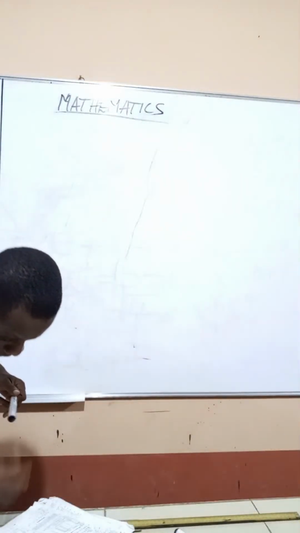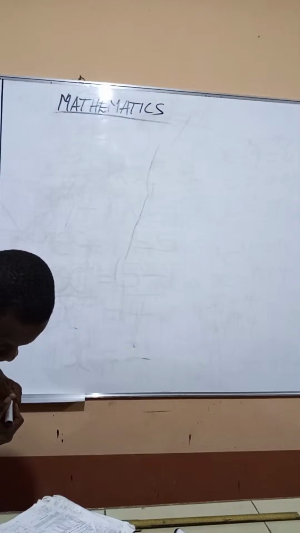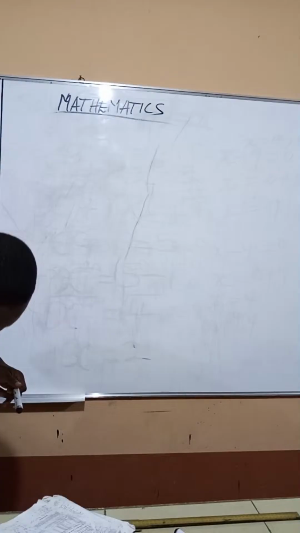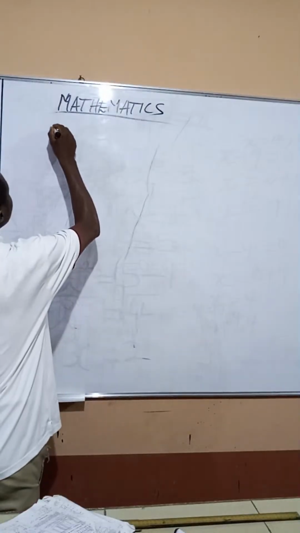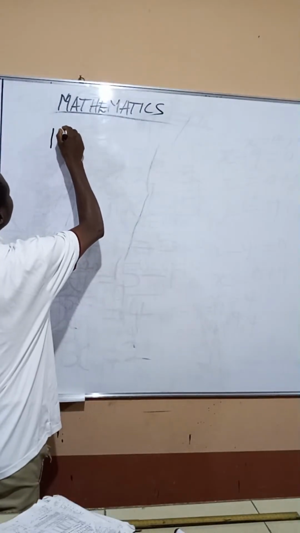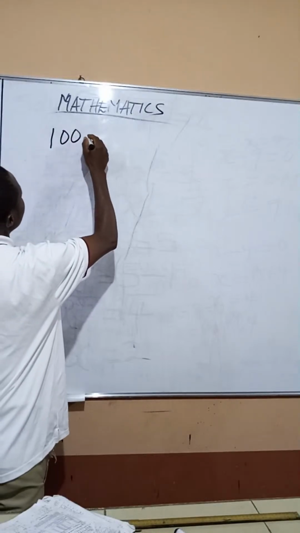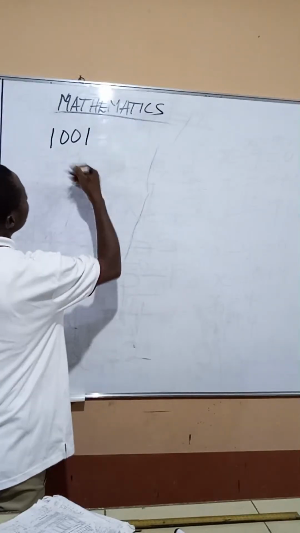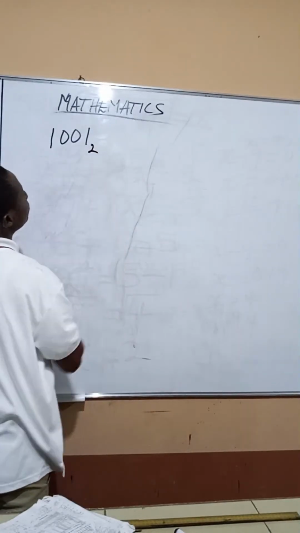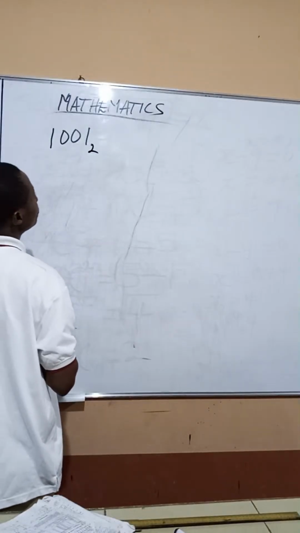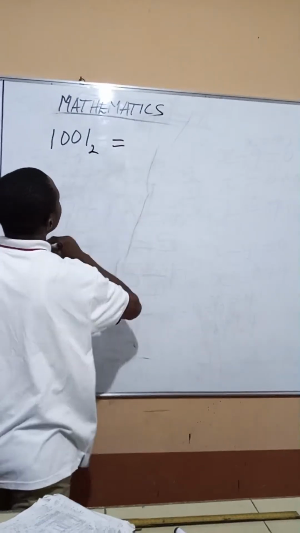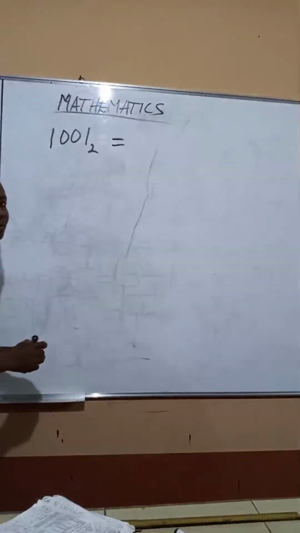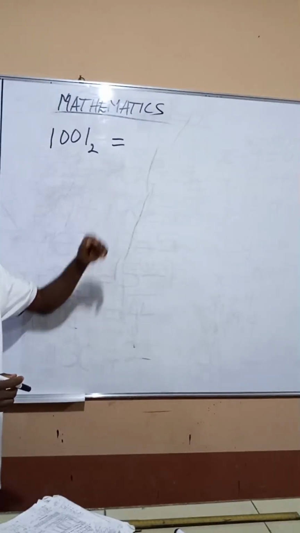This is 1 0 0 1, and it's still in base 2. Then this is equal to... let's change this, for instance, to base 10. What is it going to be?